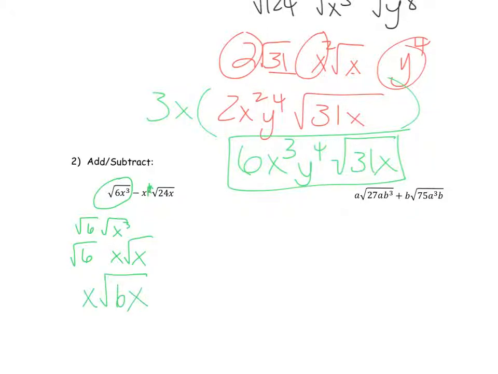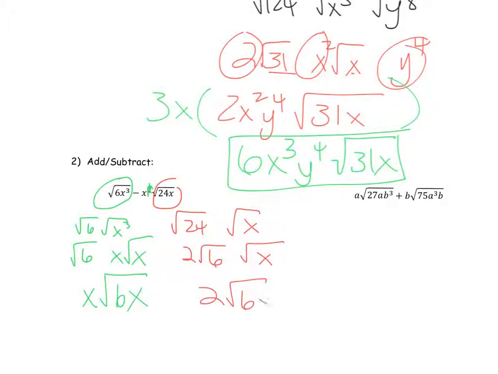Now for this one, I want to simplify it the square root of 24 and the square root of x. Now 24 is actually 2 rad 6. And radical x stays by itself. So here I have 2 radical 6x. Now don't forget about that x that's out front. So you're going to multiply this by negative x. So this is x rad 6x minus 2x rad 6x.